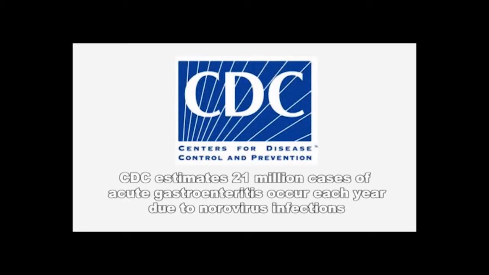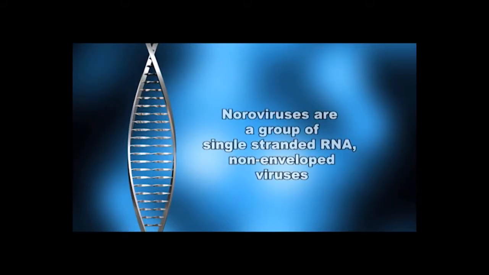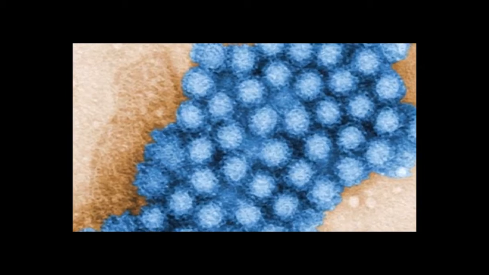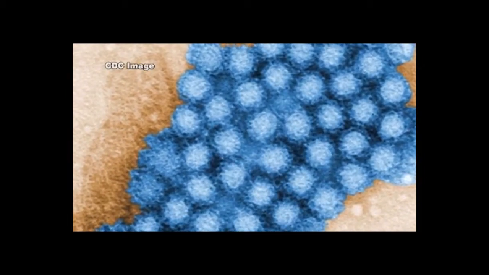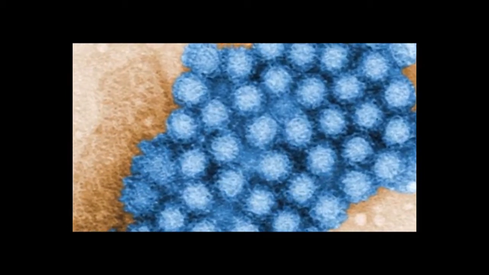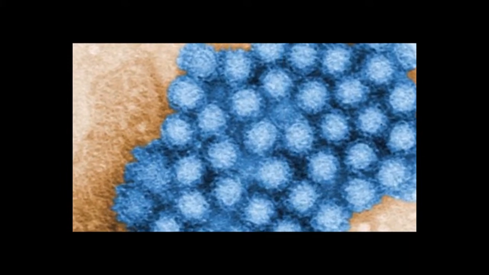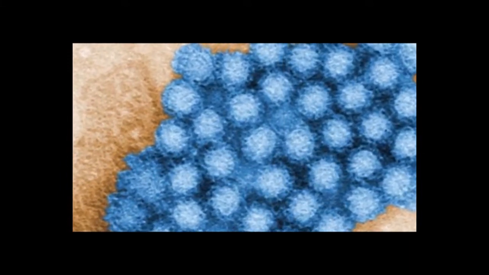CDC estimates that more than 21 million cases of acute gastroenteritis are due to norovirus infections each year. Noroviruses are a group of related single-stranded RNA non-enveloped viruses that cause acute gastroenteritis in humans. Norovirus is the official genus name for the group of viruses previously described as Norwalk-like viruses, or small rounded structured viruses, because of their morphologic features.